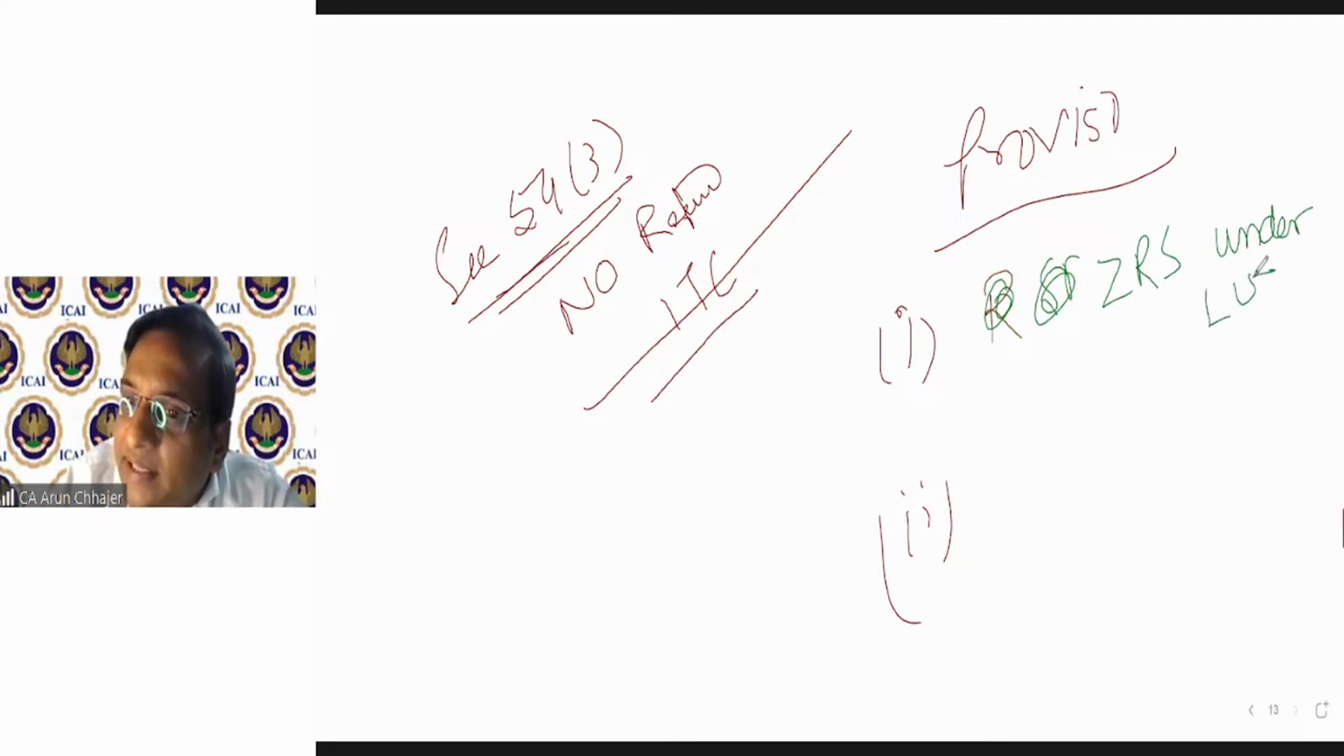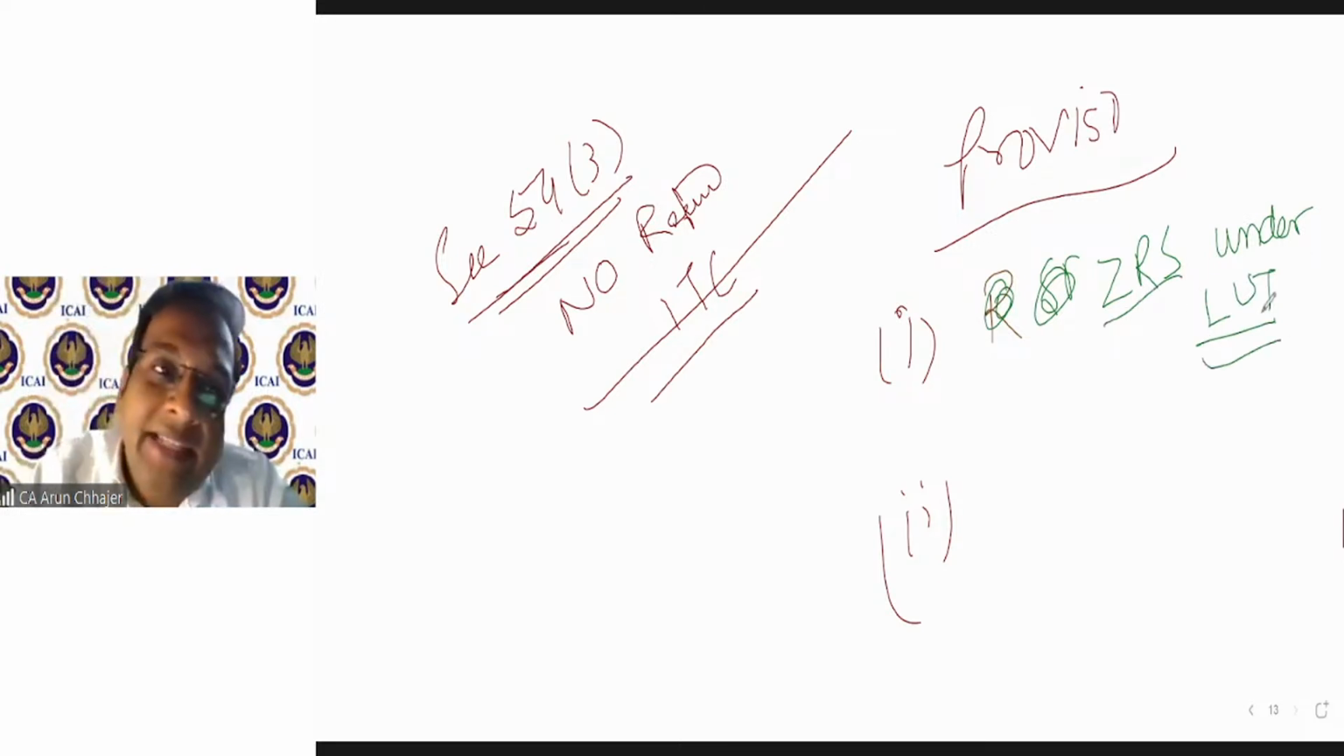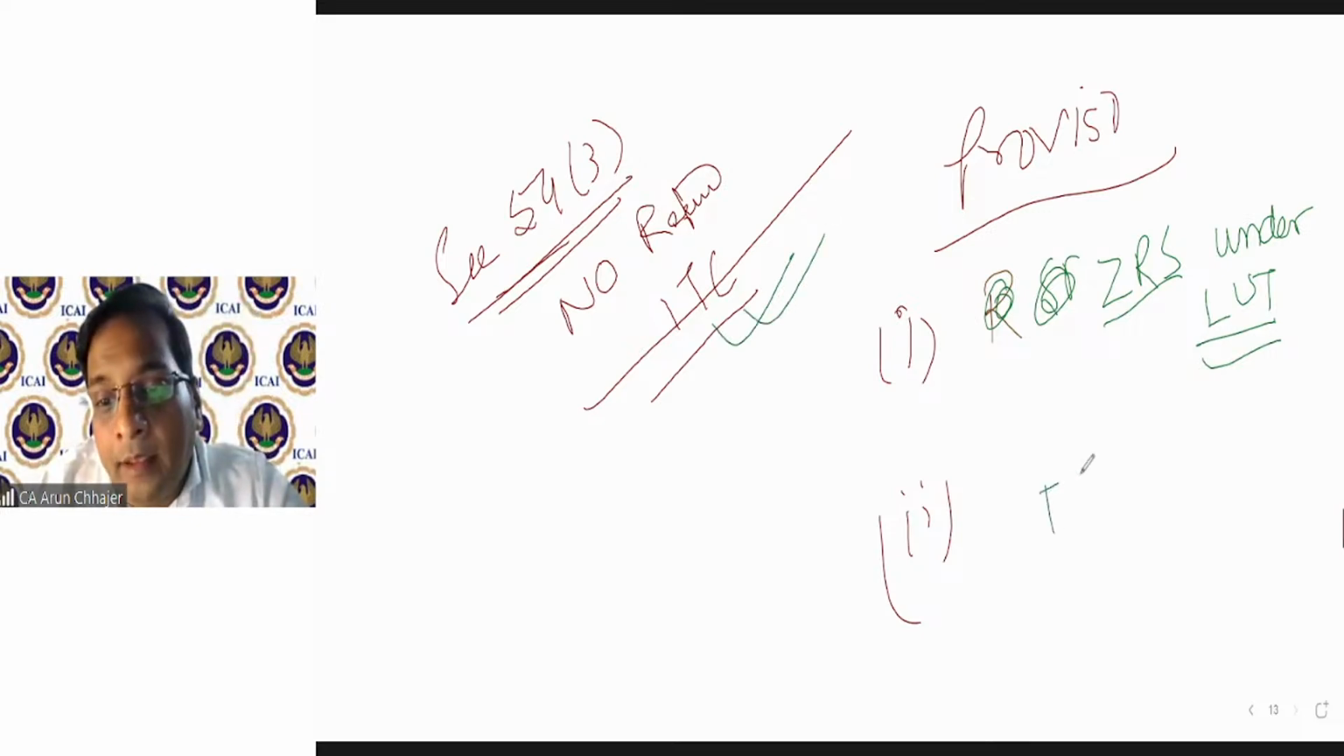Zero rated supplies under LUT. So this point is clear. If I am making zero rated supplies under LUT, I can take the refund of ITC. Refund will be received.